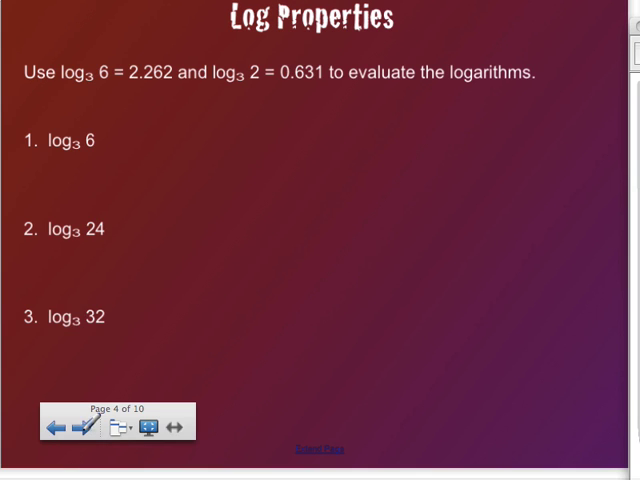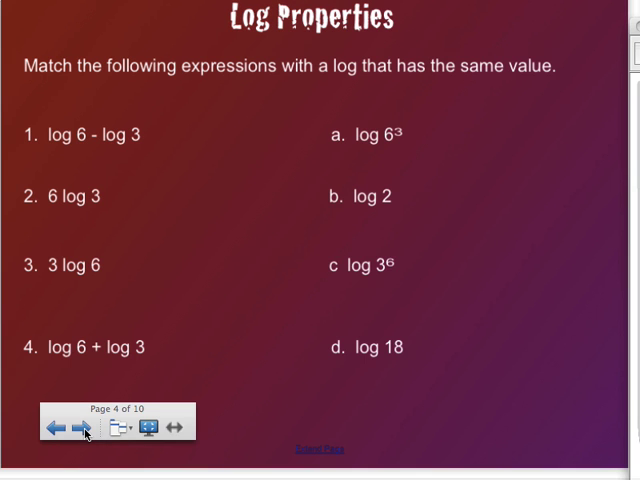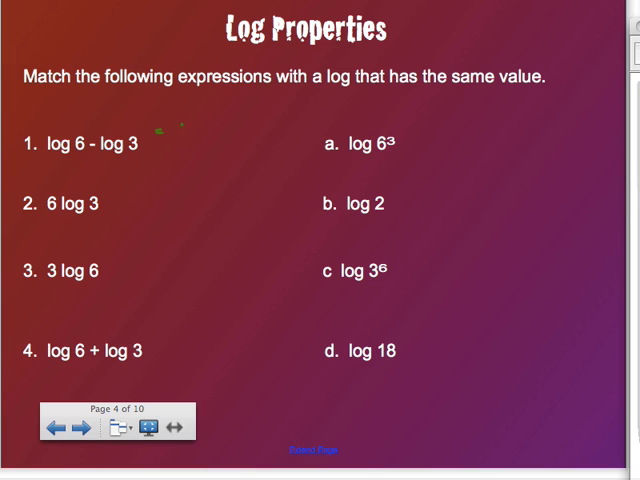Realistically, if I come back to this problem, that really is the same as log of 6, the first, divided by the second. Well, that's really log base 2. And it tells me in my instructions that I want to match up 1, 2, 3, 4 to A, B, C, D. So I think this one matches up with B.